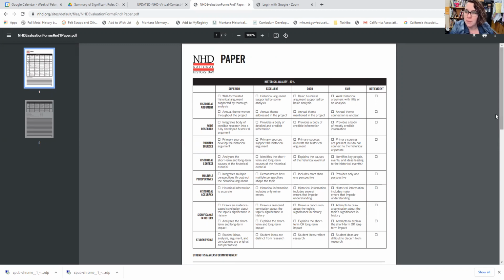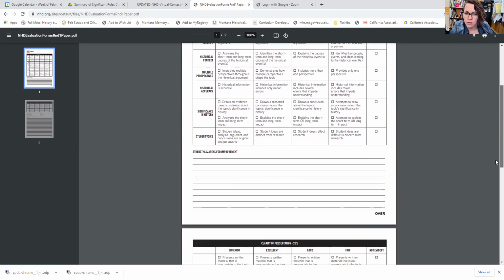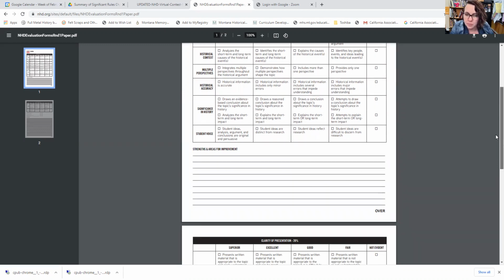Whether you're doing papers or documentaries or performances, you'll have the same ideas as far as historical quality goes. Here's the part where you'll want to make your notes, where it says strengths and areas for improvement. Those are the specific details that will help these kids if they want to then enter their exhibits or papers into the state competition. This is where they can improve, but you always want to sandwich that with something that you really liked about it.